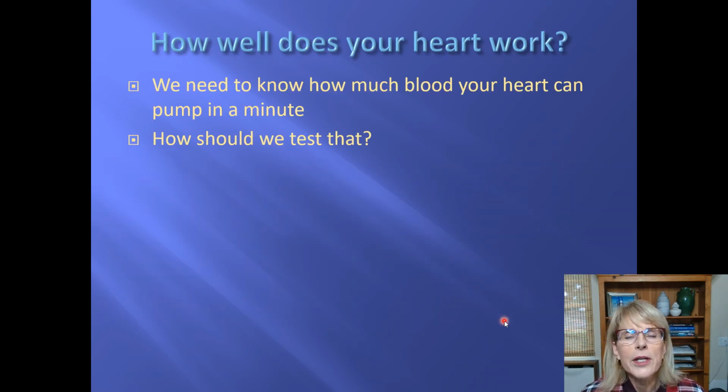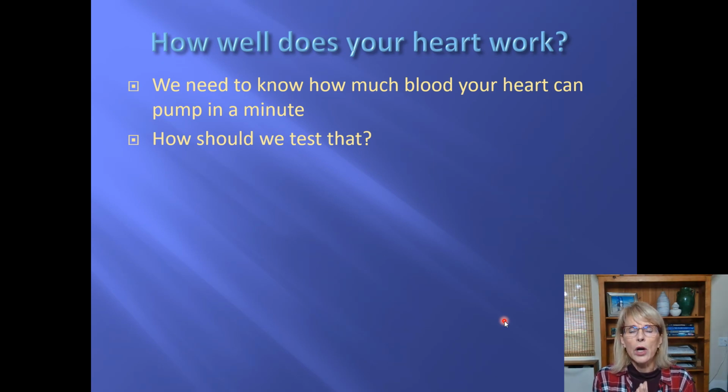So now we're going to start talking about how your heart works. And in order to know how your heart works, I think all of us think about ECGs. We always think about those little beep, beep, beep. We'll get to that. But the truth is, having your electrical beep, beep, beep, that's swell, but that actually doesn't tell us how well your heart is working.